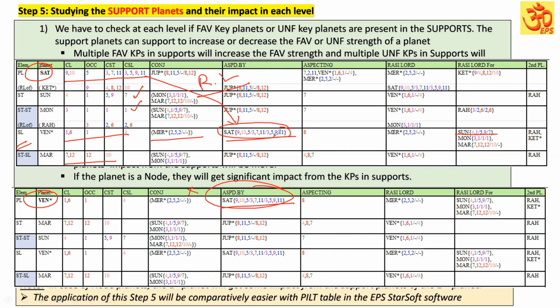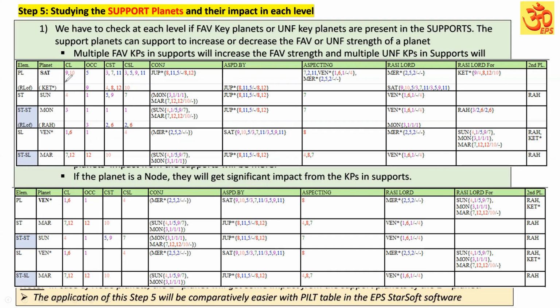In addition to that, the unfavorable strength is further reduced, and the favorable strength comes through the Saturn planet. Our source planet itself is passing its strength support to the sublord through the ruler link. That is the influence of the ruler link that you have to keep in mind. I hope you have understood the importance of the support planets and the importance of the ruler's link.